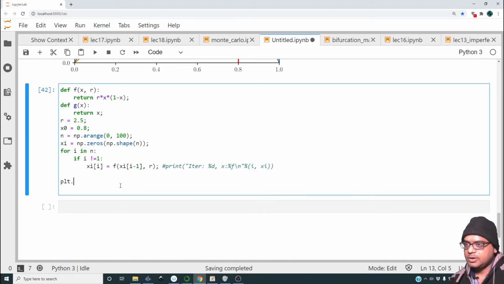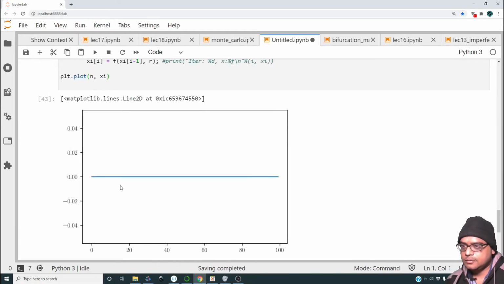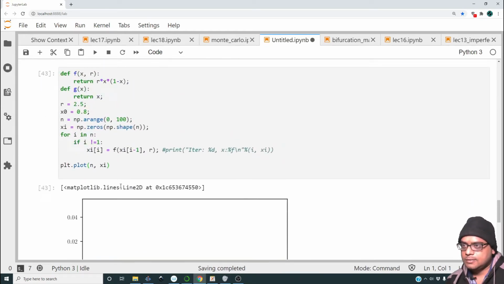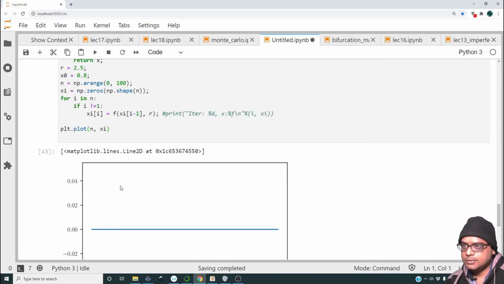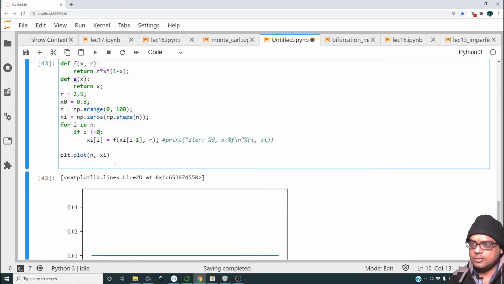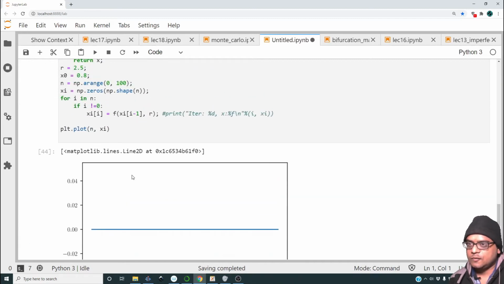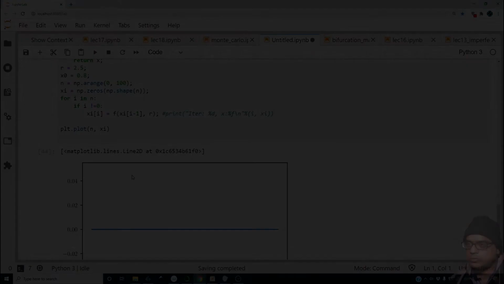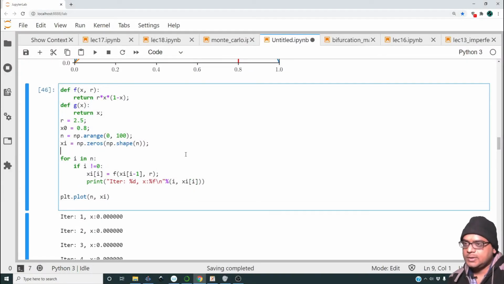So we will do plt.plot, and this will be a plot of n versus xi. All right, so well, this has to be 0. Okay, what seems to be the issue? We've not given the initial value. So xi of 0 has to be equal to x naught. Okay, so we've not passed on the initial value and we're trying to iterate.